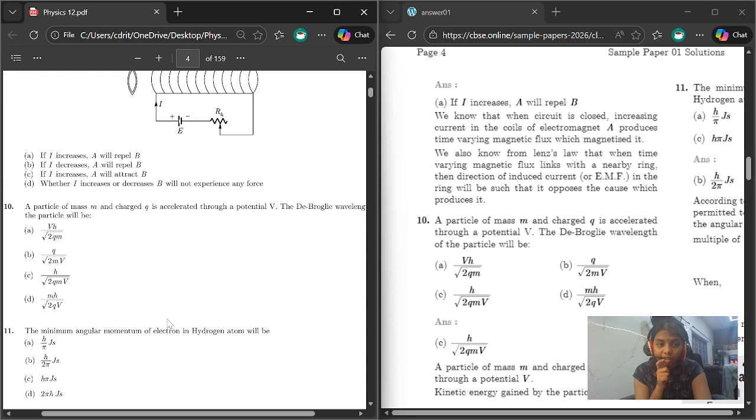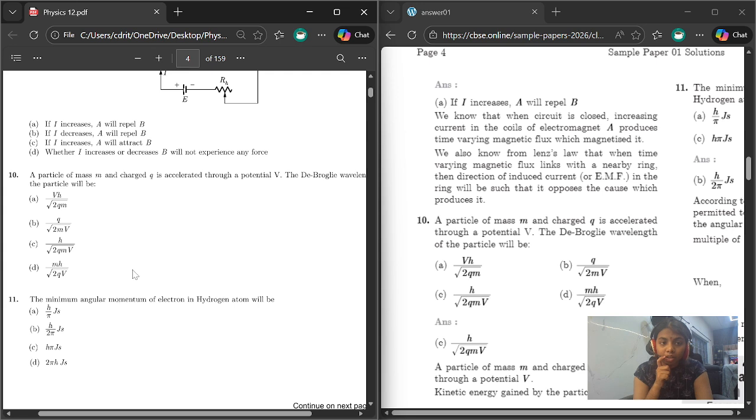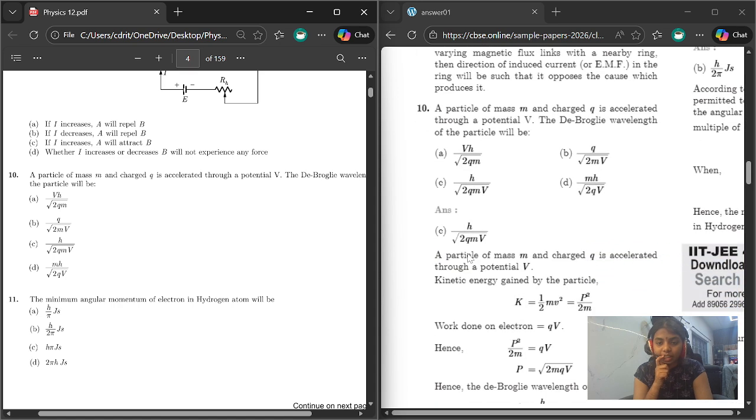A particle of mass m and charge q is accelerated through a potential. The de Broglie wavelength of the particle will be? They've given us everything. We should find the de Broglie wavelength. So the answer is C, h divided by root of 2qmV.